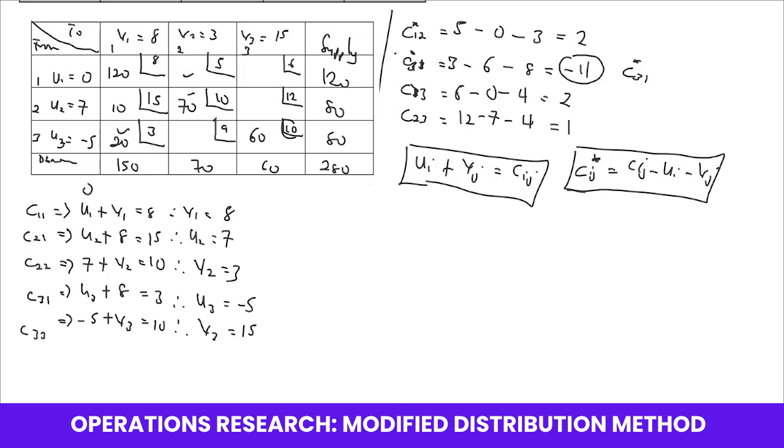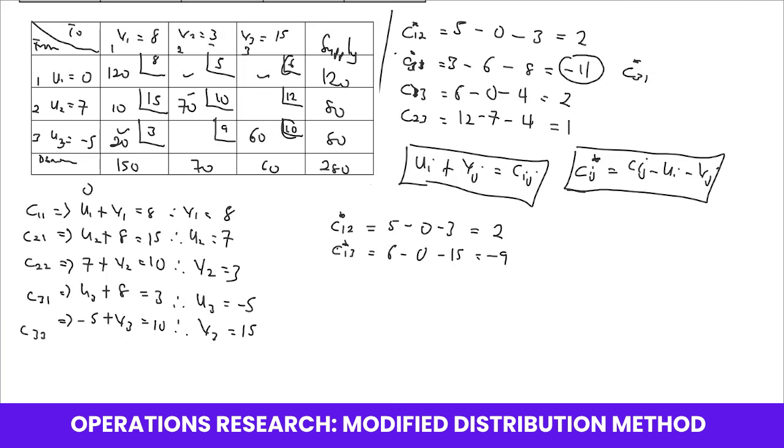So let's start with this cell. That's C12. So C12 is equal to, what's the Cij value there? 5. So 5 minus the U value 0 minus the V value, that's 3. So 5 minus 3 is 2. Then the next unallocated cell is C13. The Cij value here is 6. So 6 minus the U value 0, and then the V value is 15. So 6 minus 15, that's going to give us minus 9.